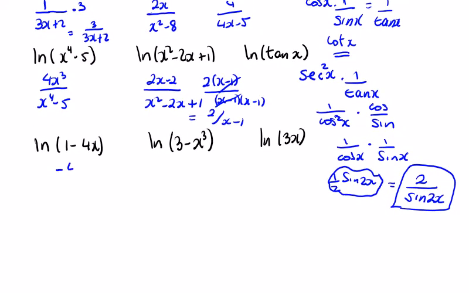This one's going to be minus 4 over 1 minus 4x. This one is going to be minus 3x squared over 3 minus x cubed. This one is going to be 3 over 3x, which is just equal to 1 over x. So you can see as you practice them, it just becomes second nature what to do.